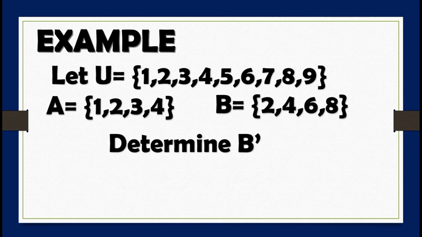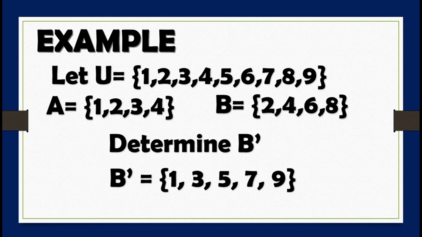Let's determine B′, or complement of B. This time, let us compare the elements of set B to our universal set and omit whatever elements are present in B from our final answer. Therefore, B′, or complement of B, consists of 1, 3, 5, 7, and 9.